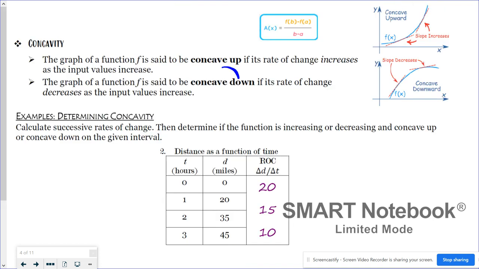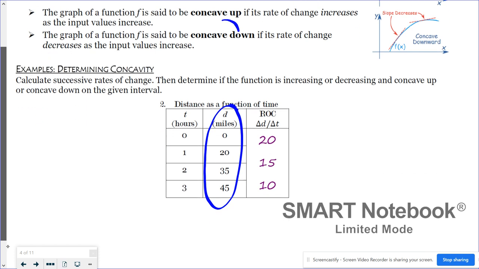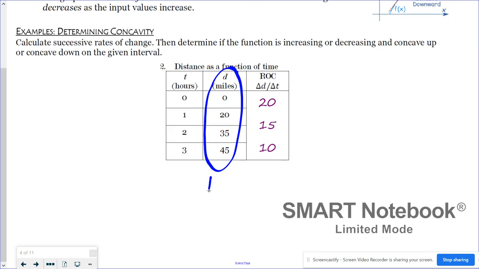Looking at my function values, it goes 0, 20, 35, 45. My function values are increasing. Looking at my rates of change, they're decreasing. So what that means is that this is concave down.